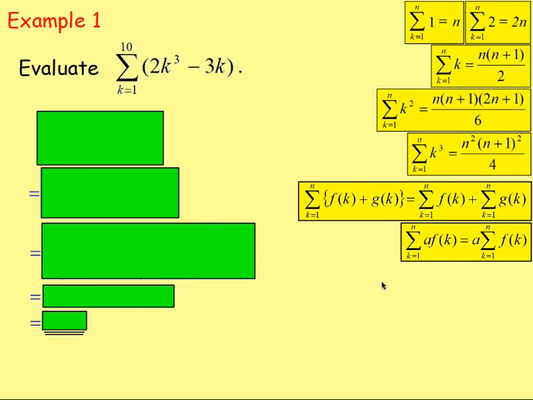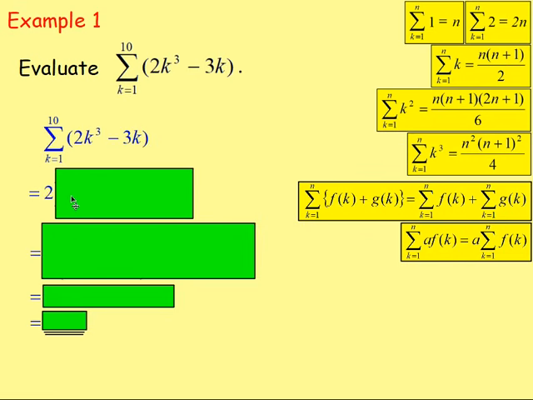Example 1, evaluate the sum of 2k cubed minus 3k going from k equals 1 up to 10. So the first thing we are thinking for this is, because we have two functions, we can split them up. So we've got the sum of 2k cubed, and then we'd have the sum of 3k. But within that function, we're multiplying by this constant. And remember, if you have a constant, you can take that just outside. So a constant multiplied by the function, just take the constant outside.